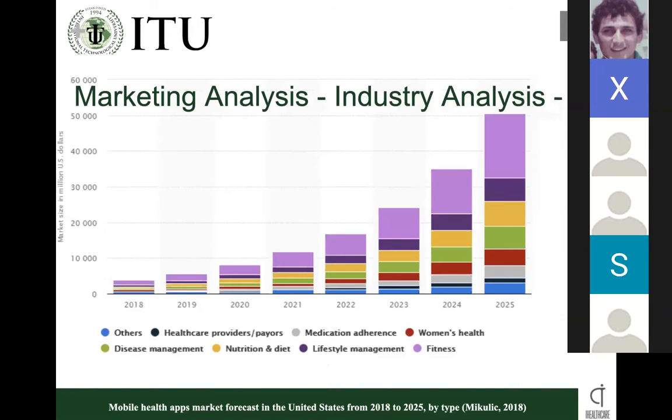As for the second one, we try to analyze mobile apps. As you can see, they can be categorized as healthcare provider payer, medication adherence, or specific to women's health or disease management. Our iHealthcare is a one-stop solution combining the different functions. So we think the market for iHealthcare is going to keep growing and be very profitable in the future.